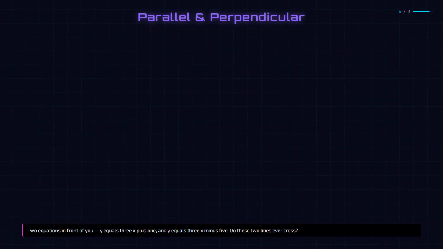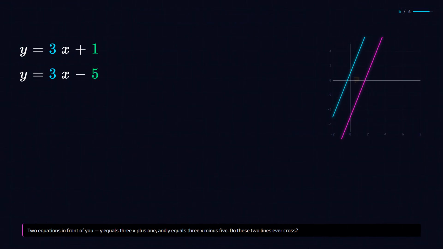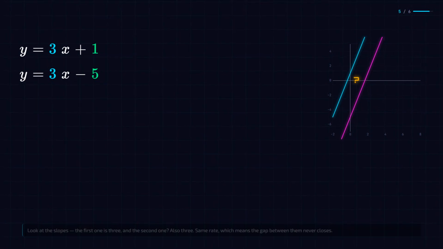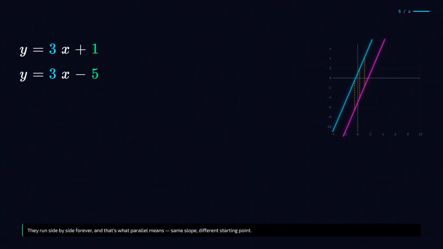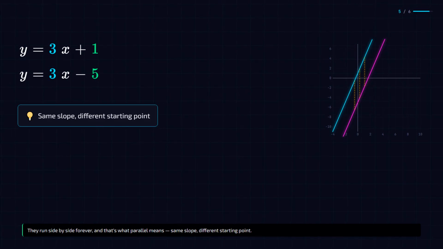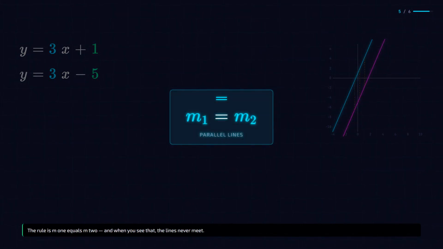Two equations in front of you, y equals 3x plus 1 and y equals 3x minus 5. Do these two lines ever cross? Look at the slopes. The first one is 3, and the second one, also 3. Same rate, which means the gap between them never closes. They run side by side forever, and that's what parallel means. Same slope, different starting point. The rule is m1 equals m2, and when you see that, the lines never meet.